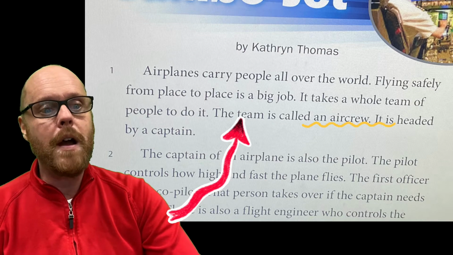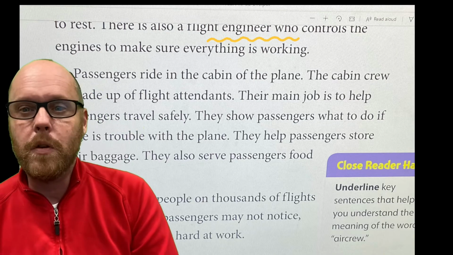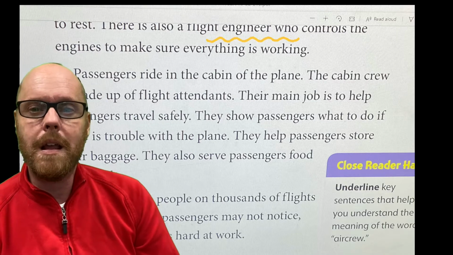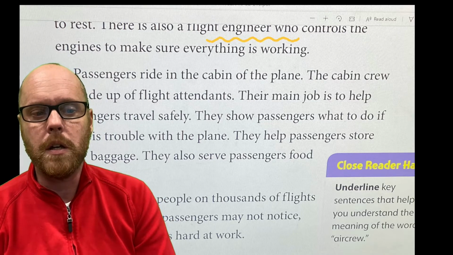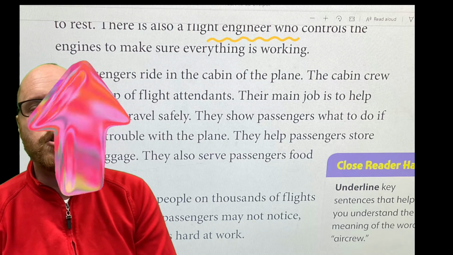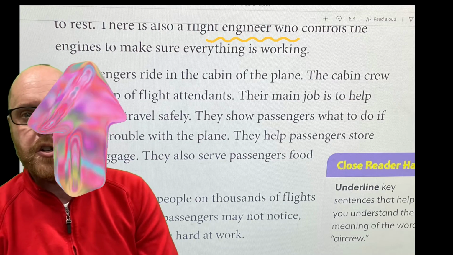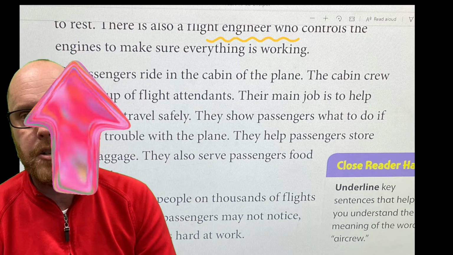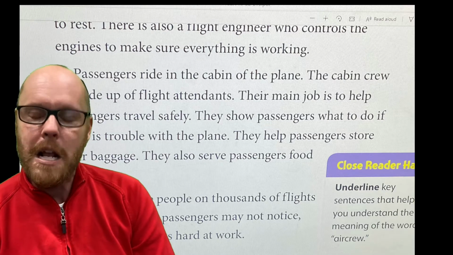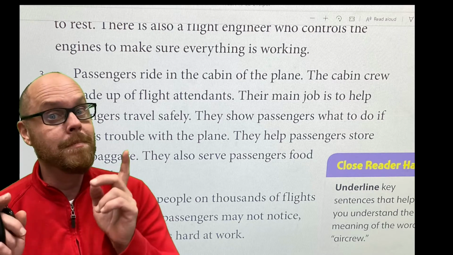Now, if we take a look at paragraph 2, we have the word engineer. This is one of those hard words where we may think we know what an engineer is, but there's actually clues within the passage. If we keep looking, look at that last sentence. Controls the what? Engines. So there are our clues. When we're talking about an engineer, this is someone that controls the engines. Now, without the engines, did the planes even fly? Absolutely not. So these engineers are an important part of that flight crew or that team.